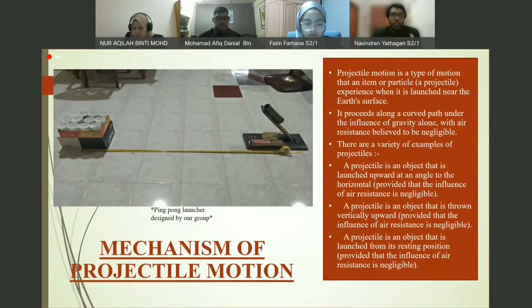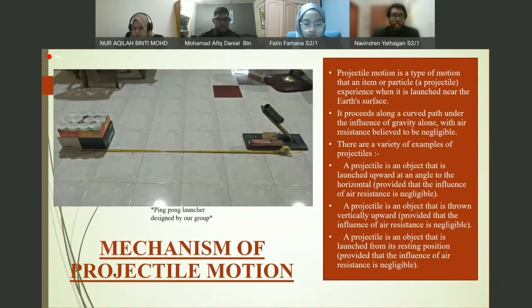As we know, three examples. The first one is a projectile that is an object launched upward at an angle to the horizontal. Second is a projectile that is an object thrown vertically upward. The last one is a projectile that is an object launched from its resting position.